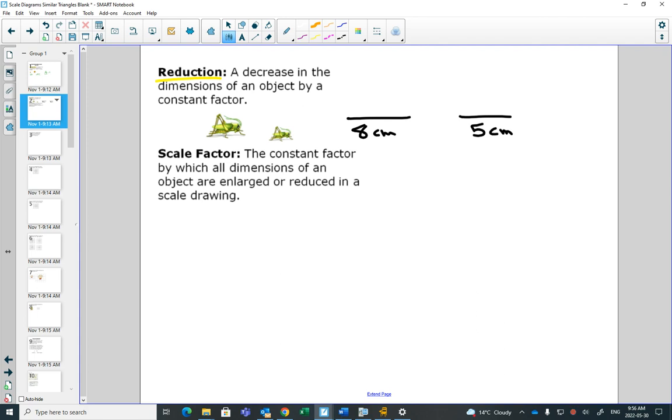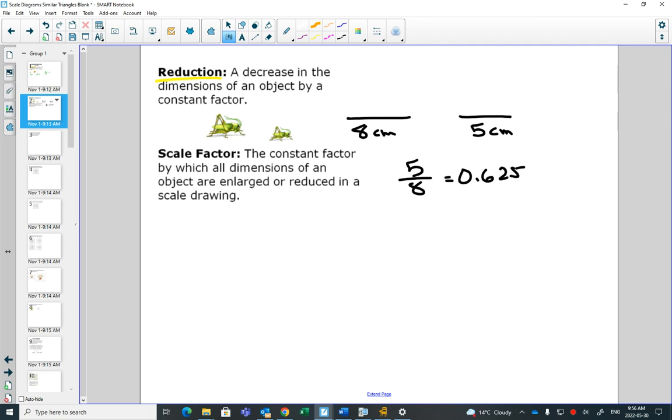what's the scale factor? I made it so it wasn't nice numbers. You might need a calculator, or you might need to tell me how you would do it on a calculator. Well, if you do 8 divided by 5, you'll get a number bigger than 1, and that would be an enlargement. Here, we would go 5 divided by 8.